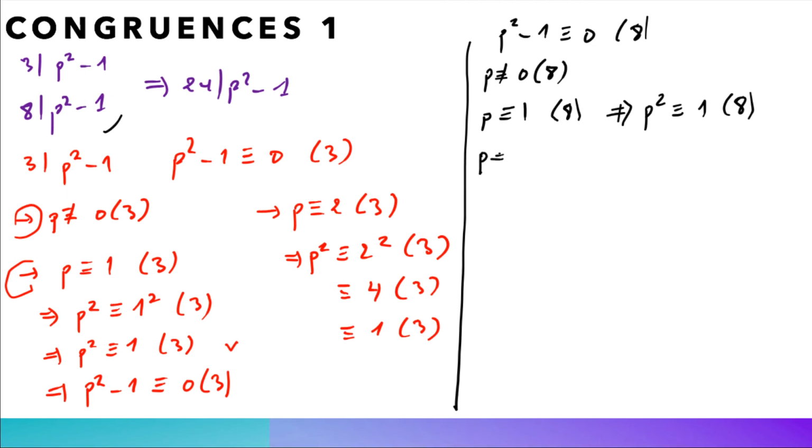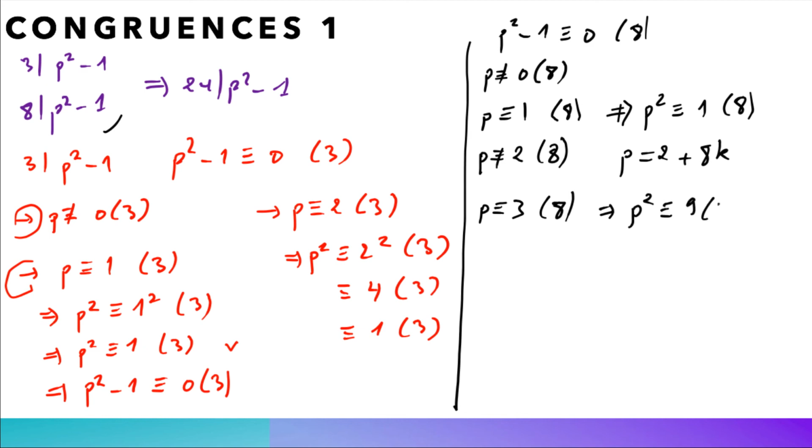Now p cannot be congruent to 2 modulo 8 because this would mean that p is equal to 2 plus a certain integer k times 8, and this is an even number because it's the sum of two even numbers, but we know that p is a prime number different from 2. Now if p points to 3 hours modulo an 8-hour clock, we get that p squared is congruent to 3 squared modulo 8, which is 9 modulo 8, and 9 modulo 8 is the same thing as 1 modulo 8, and this means that p squared minus 1 is congruent to 0 modulo 8.